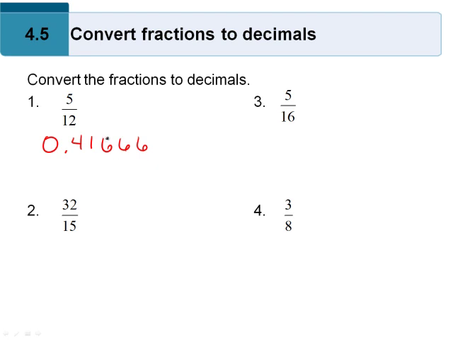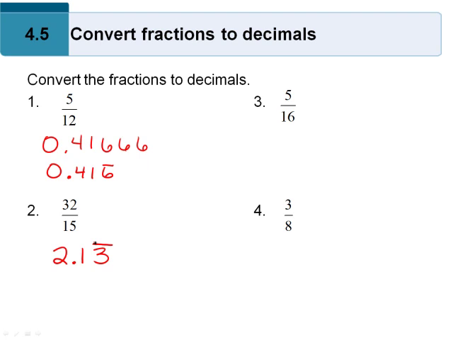So what's repeating here are those 6's, all right? So when you write your answer, you're going to write 0.416 and put a bar over the 6. If you want to put 2 6's and put the bar over both of them, that's fine, but the 6 is what's repeating, so you only need 1 6 to show that pattern there. All right, let's look at number 2. 32 over 15, so 32 divided by 15, we get 2.1333 forever and ever. So the bar goes over the 3 there.